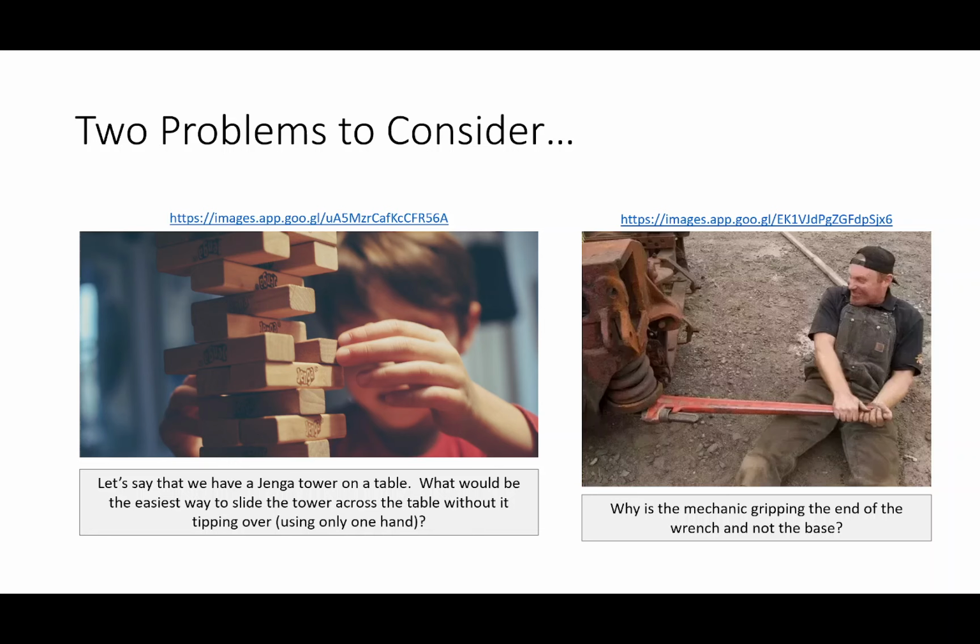So here we have a mechanic, and this mechanic is really putting some effort in to try and loosen this lug on the bottom of what looks like a piece of industrial equipment, okay? My question is, why is the mechanic gripping this end of the wrench? Why is the mechanic gripping this end?